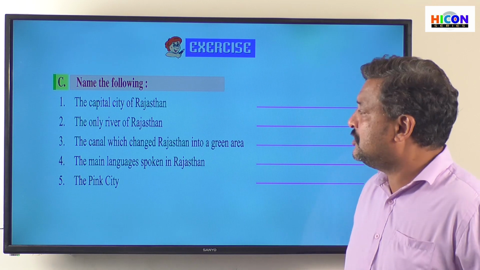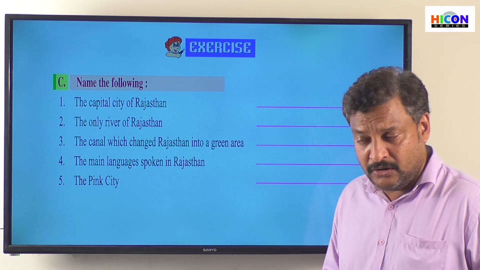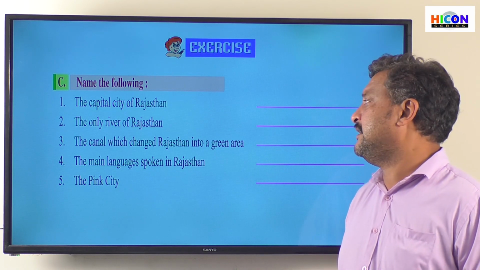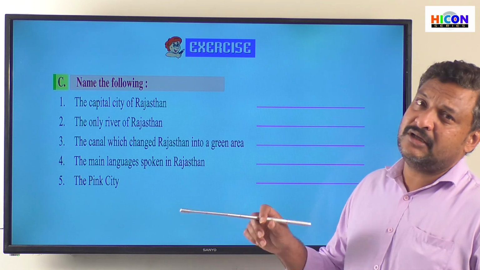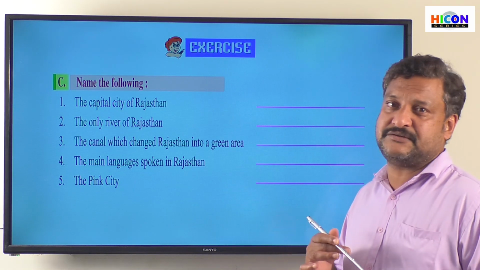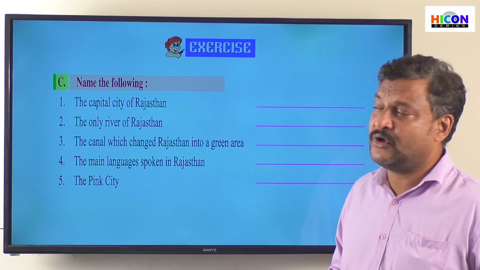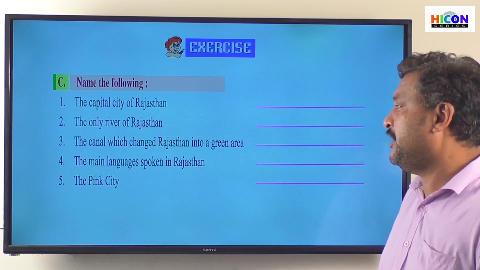Second question. The only river of Rajasthan is the river Luni. Okay. It originates at the southern end of the Aravalli range and flows to the southwest and joins the Rann of Kutch. Okay. The only river in Rajasthan is the Luni.